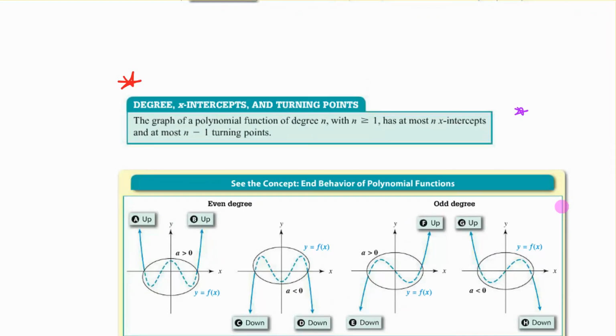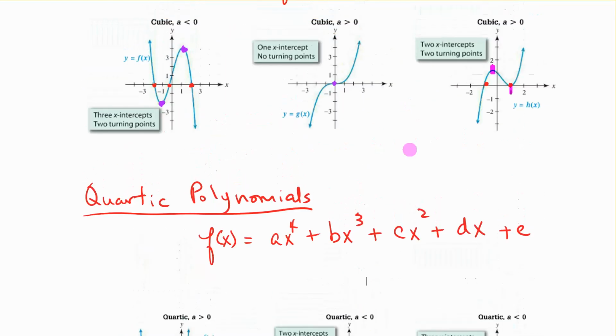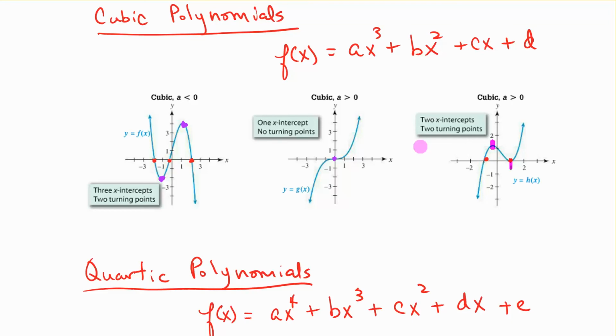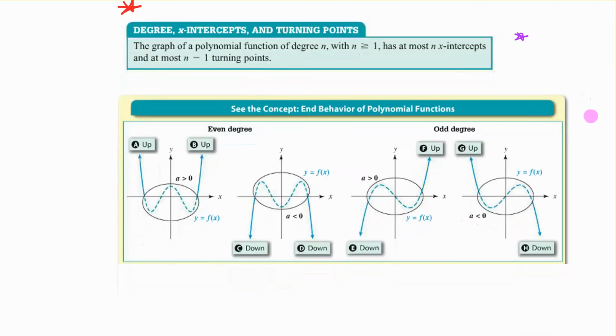And it has at most n minus 1 turning points. So if you have a 4th degree, you're going to have at most 3 turning points. If you have a 3rd degree, at most you're going to have 2 turning points. So that's just something to remember and keep in mind.